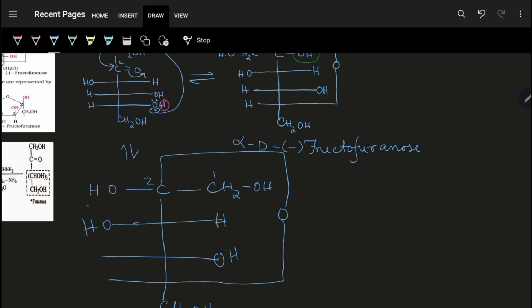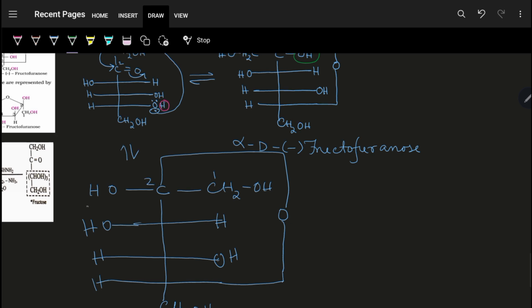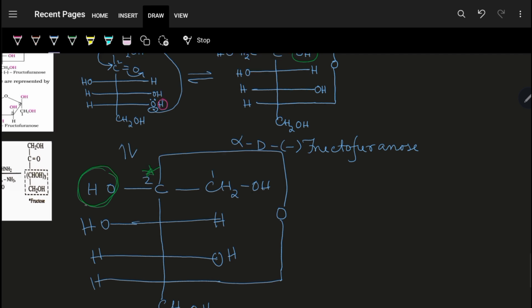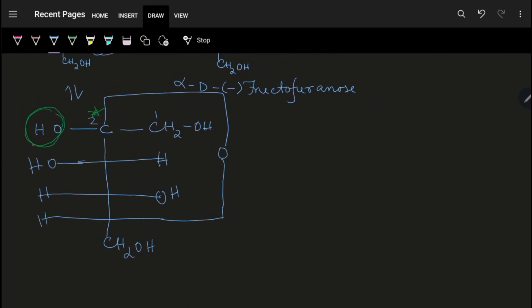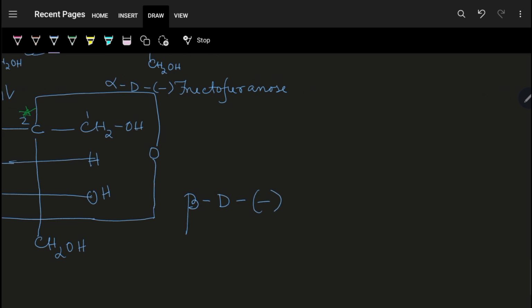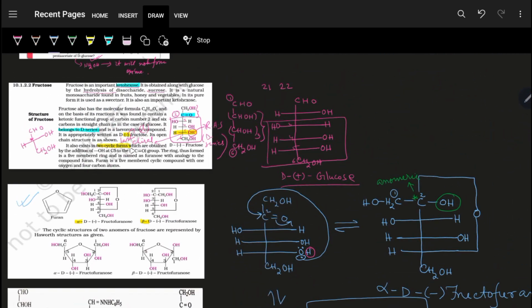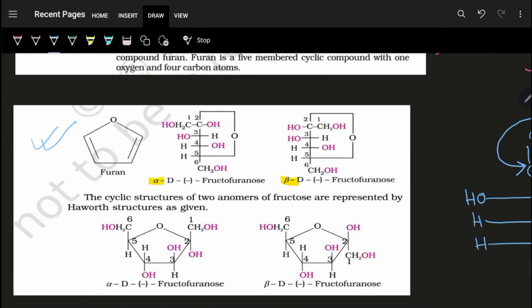So this is OH, this is H and this is H. So since here the OH is on the left hand side at the anomeric carbon, carbon number 2, the name for this cyclic form of fructose will be beta D minus fructofuranose. Fructofuranose, because the ring is having 5 members including oxygen, same as that of the heterocyclic compound furan.